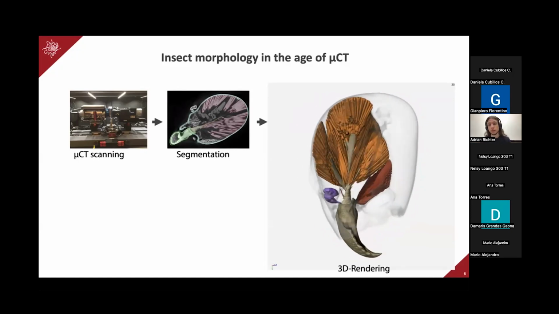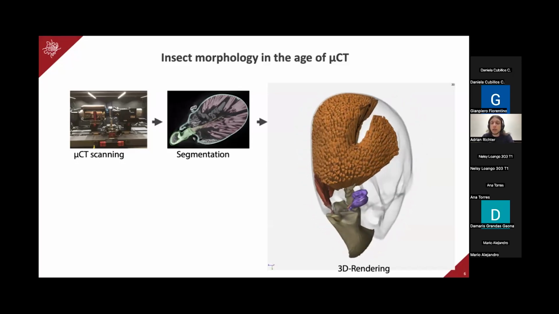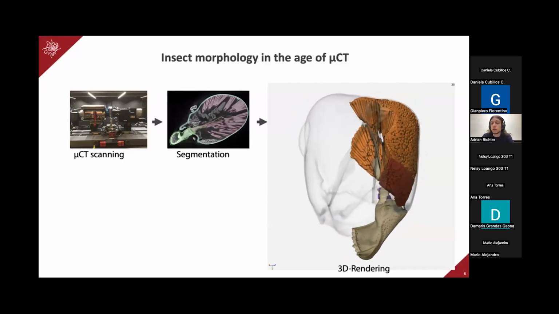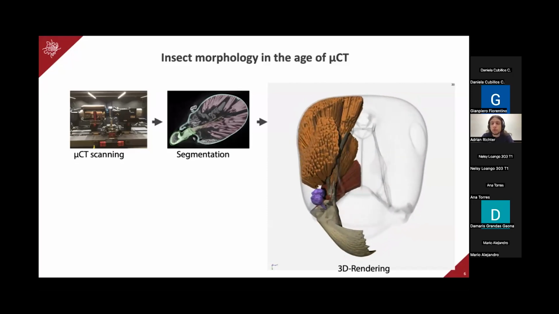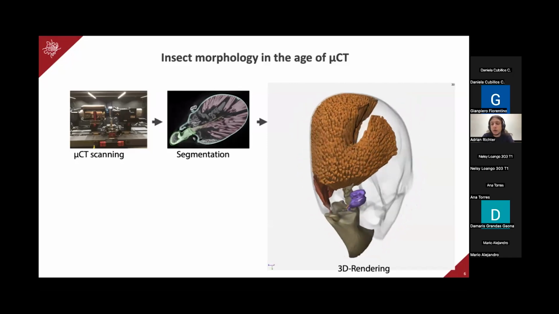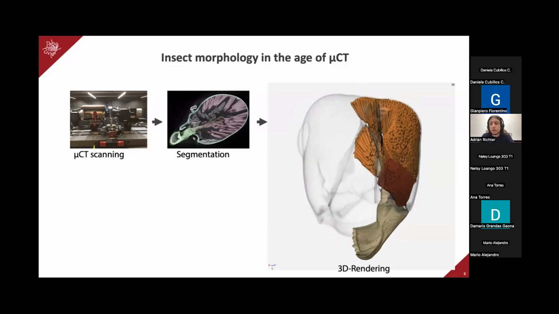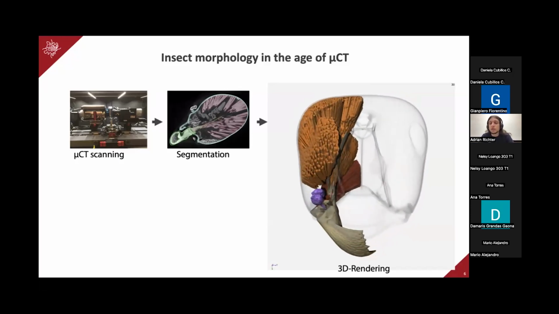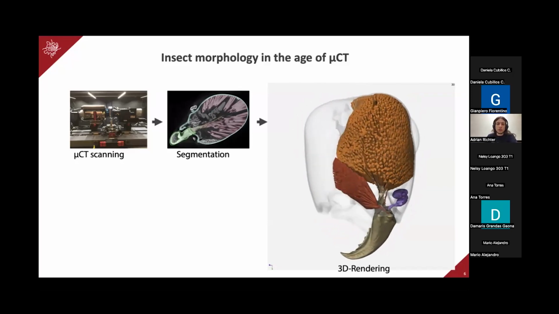And of course, these 3D models also allow us to extract some extra information. We can quantify the shape of structures using 3D geometric morphometrics. We can extract volumes of different structures. We can count muscle fibers or gland cells. We can determine muscle attachment angles. There's a lot of information that we can extract from these 3D data about our organism.